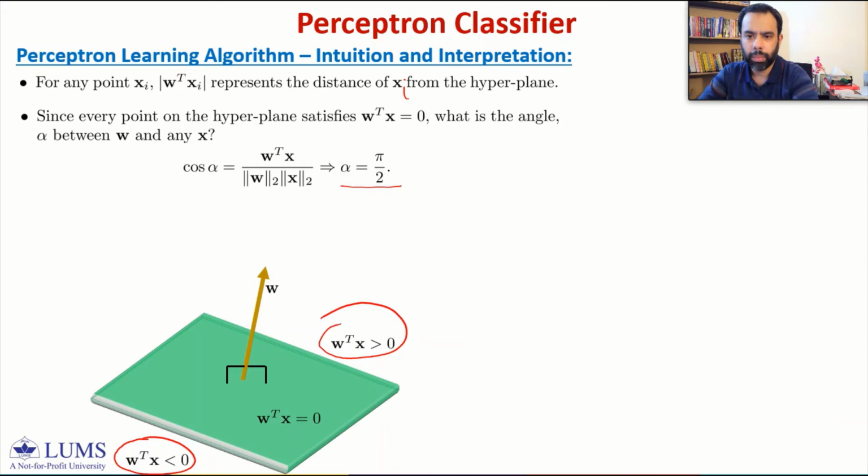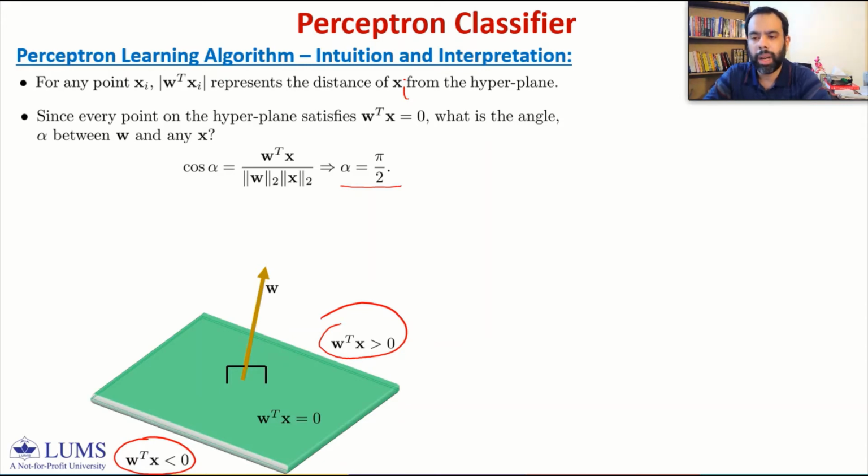Okay, now I go back to the previous point that for any point xi, W transpose xi represents the distance of xi from the hyperplane. We can always express every point xi as a sum of two components: one perpendicular to the plane, the other parallel to the plane. For the component parallel to the plane, when you take the inner product with W, you get 0. You take the inner product with the perpendicular component, and the magnitude of this gives you the distance. That is indeed W transpose xi, right?